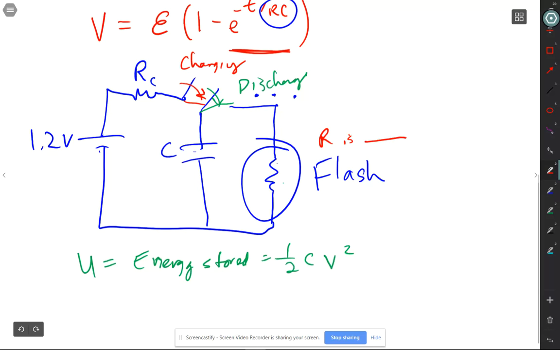Very low. So we have a low resistance in the flash so that we can dump all of that energy very quickly. If it was a high resistance, it wouldn't work. It needs to be a low resistance to dump the energy quickly to make a big flash of light. So this is an example where the capacitor is used to store energy. The battery has a lot of energy it can supply, but at a slow rate. Transfer it to the capacitor, which stores the energy, and then it can deliver it at a high rate.